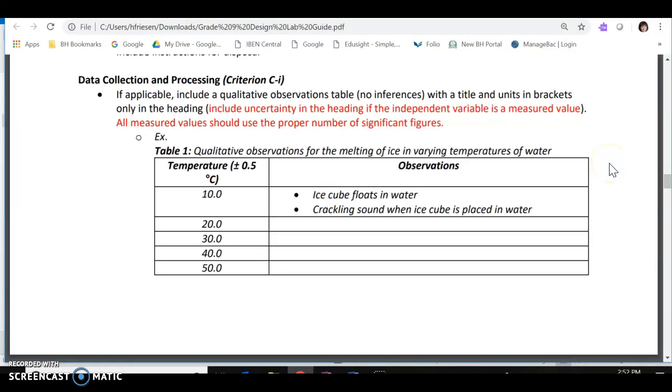Hi, scientists. In this screencast for task-specific clarification for our Systems Design Lab, we're going to take a look at processing and evaluating, which is our application portion of the investigation. First of all, it's important to design a data collection table and to include qualitative as well as quantitative data.